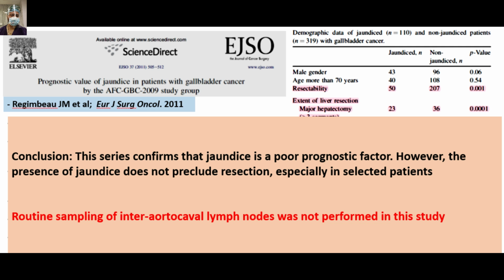So this series confirmed that jaundice is a poor prognostic factor, but however jaundice does not preclude resection, especially when we have proper patient selection. And again, another drawback of this series was that they didn't do routine intra-aortocaval lymph node sampling, which is a must, and in the present era it's not possible to proceed for major surgery in GBC without intra-aortocaval lymph node sampling. That means some of the metastatic patients might have undergone resection in this series.